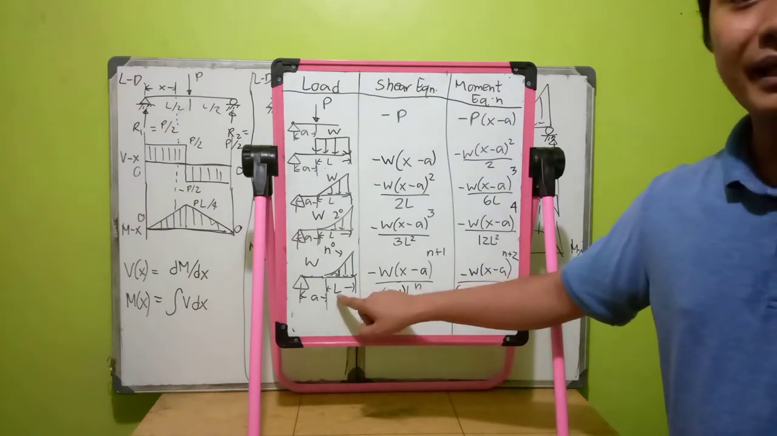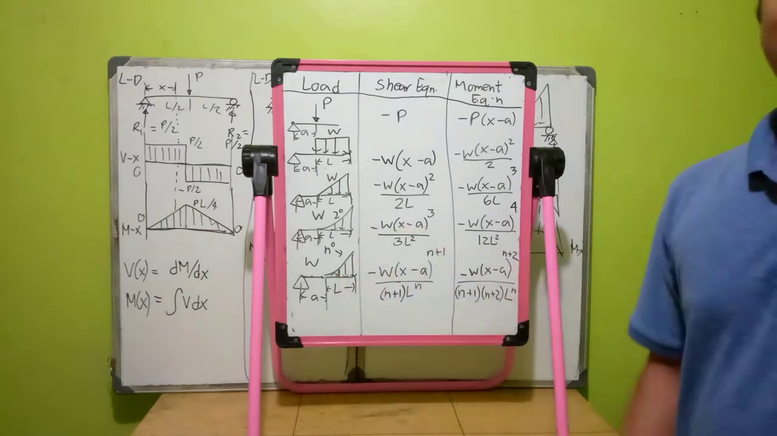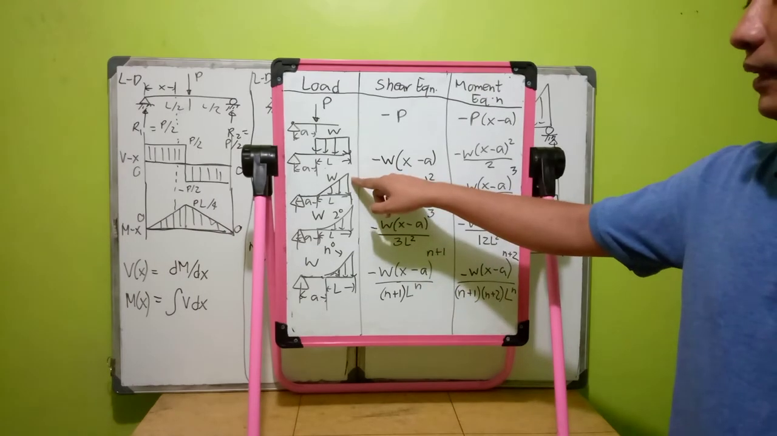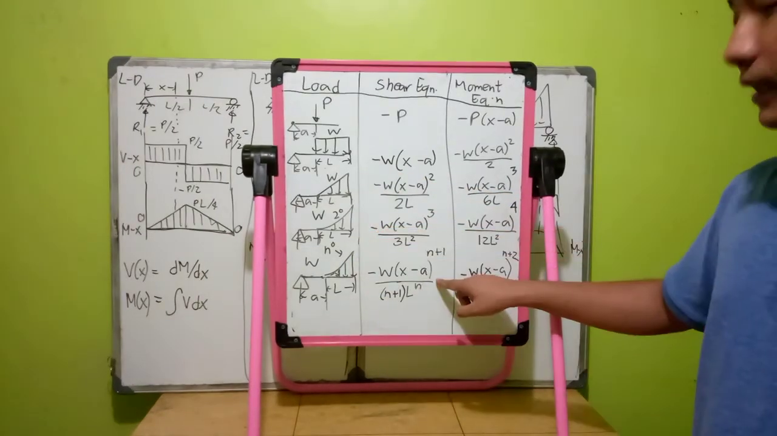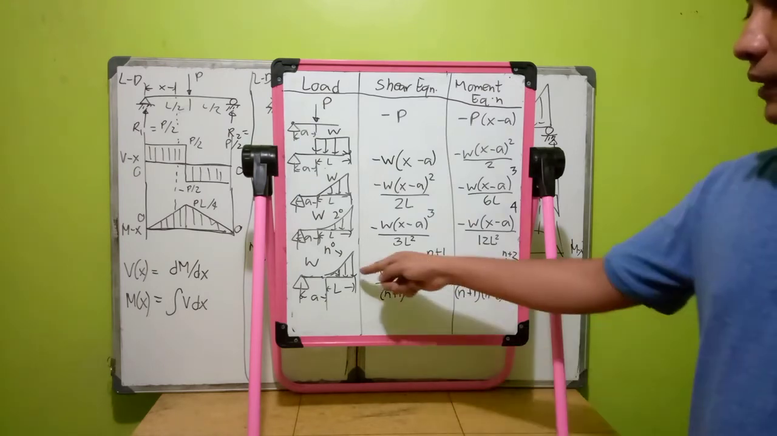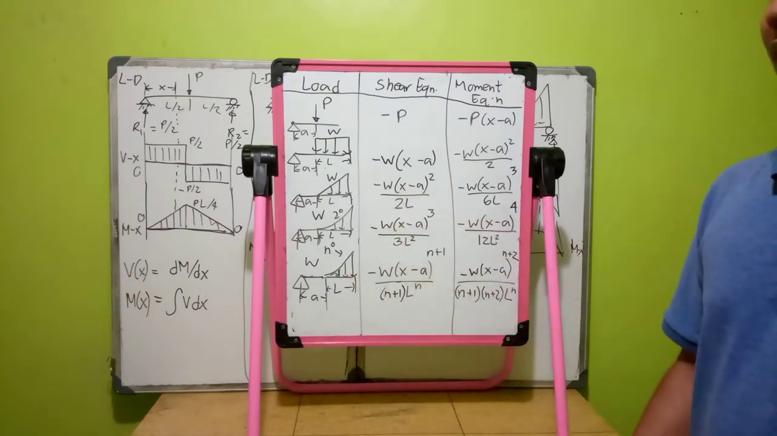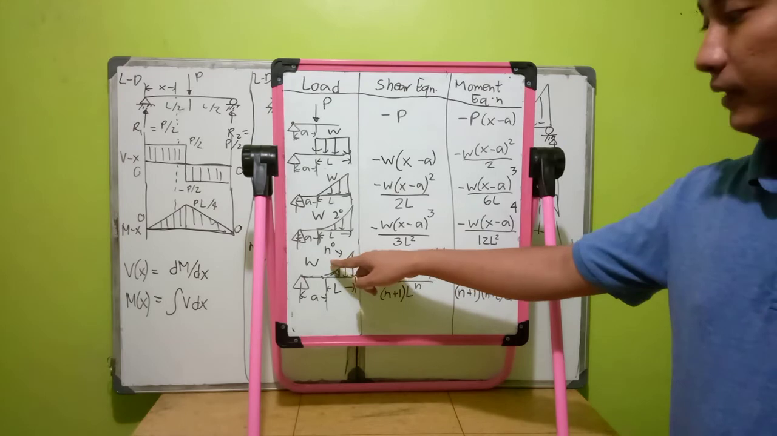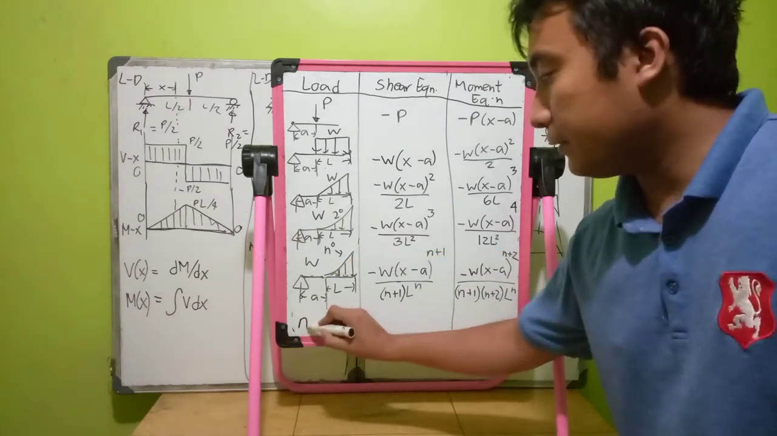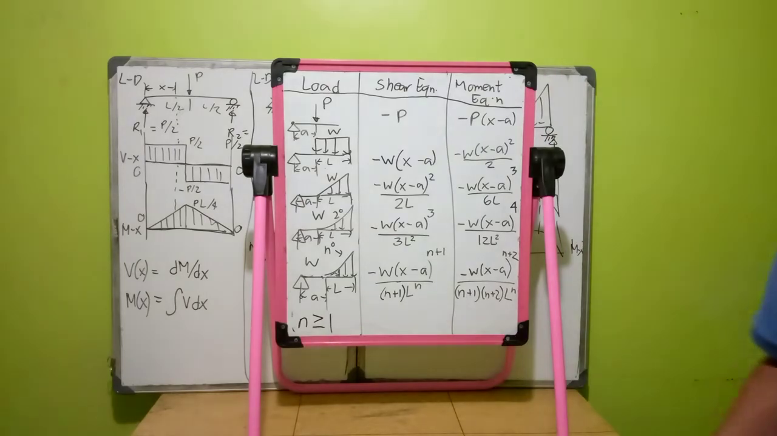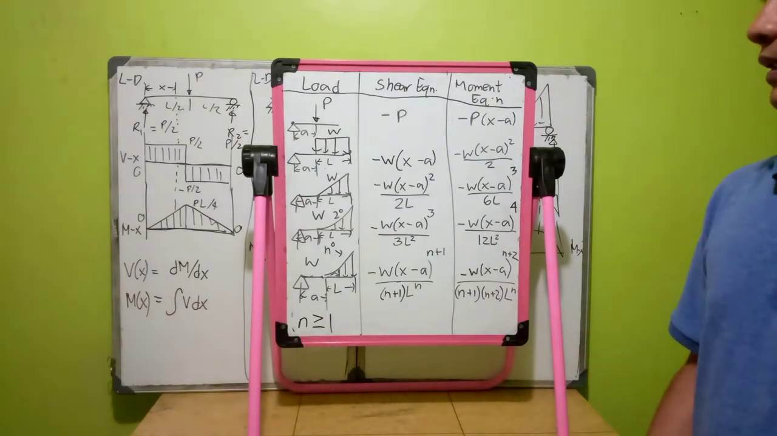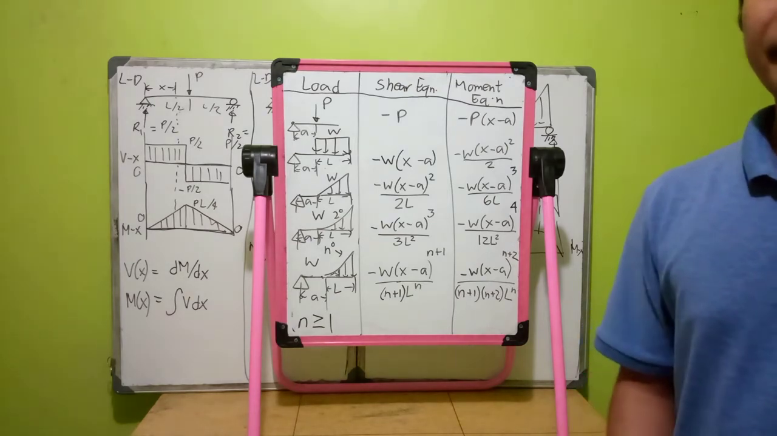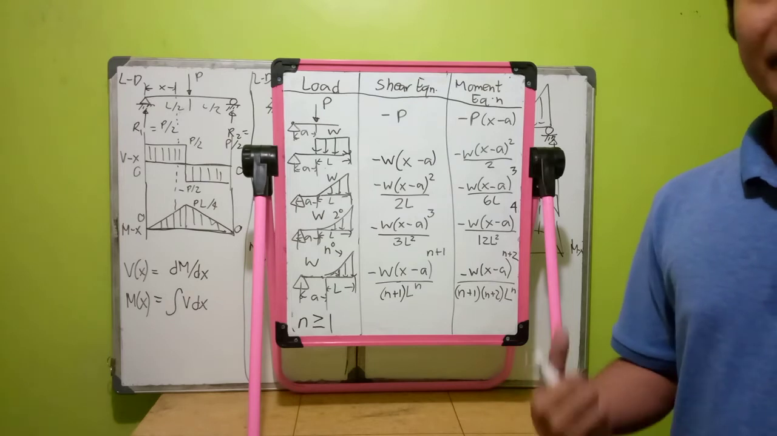Please take note that the L here is the length of your distributed load. This general equation actually applies to triangular and 2-degree curves also. If your curve has an n degree, your n here should be greater than or equal to 1. Do not worry, because as we go on with our examples, you will understand what I really mean.